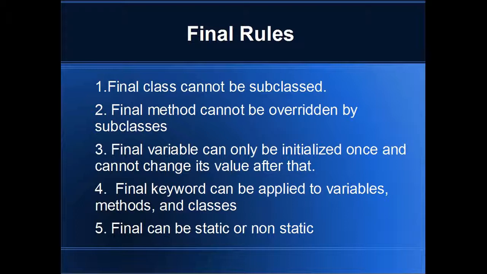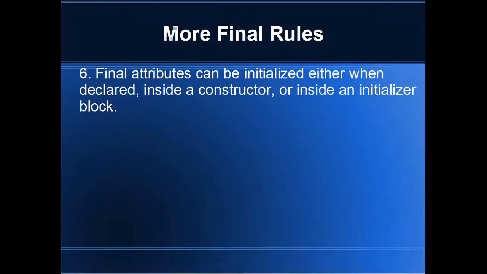All right, more final rules. Final attributes can be initialized either when declared, inside a constructor, or inside an initializer block. You can initialize them inside a constructor or inside an initializer block. You cannot initialize a final variable inside a method.